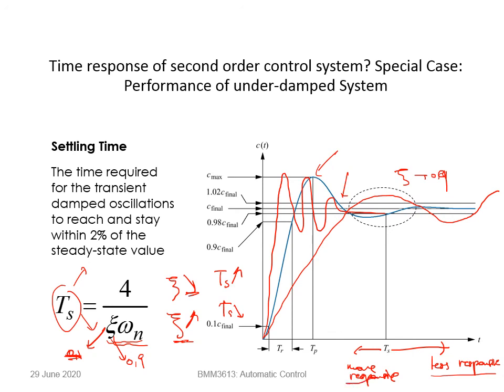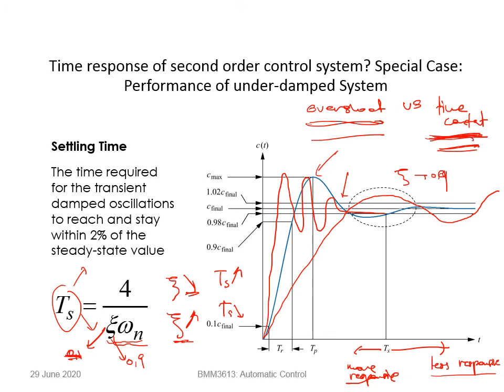So it is always a trade-off between overshoot in the second order time response. It's always overshoot versus time response, time constant or settling time. If you want to have a very responsive system, a small time constant, a small settling time, you'd have high overshoot. But if you want to have low overshoot, your time constant or your settling time will be very, very high.